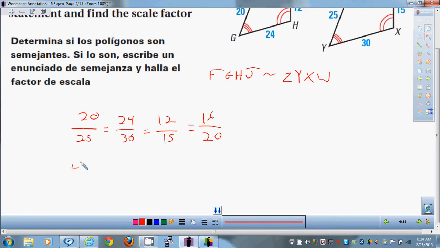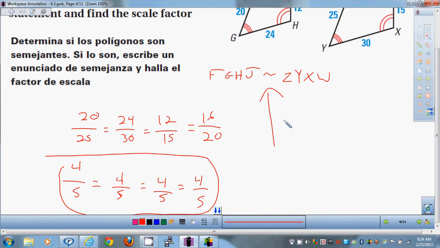Who can tell me that one? 4/5. Well, we have to check all of them. If one of them is different, then everything is off. What about 12 over 15? 4/5. And 16 over 20? If they all reduce the same, then you have similar polygons.